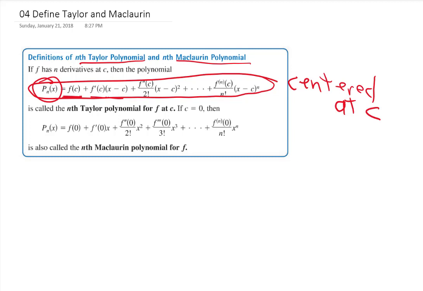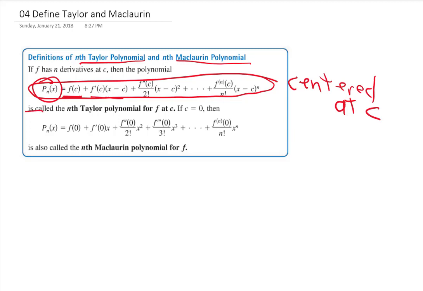For example, with the sine function, you would probably center it at 0, or at pi over 4, or at pi over 2, somewhere that you know the value of that particular function. You wouldn't start at the sine of 28 because you don't know what the sine of 28 is. You might start at the sine of 30 degrees because you know what that is. So that's what a Taylor polynomial is.